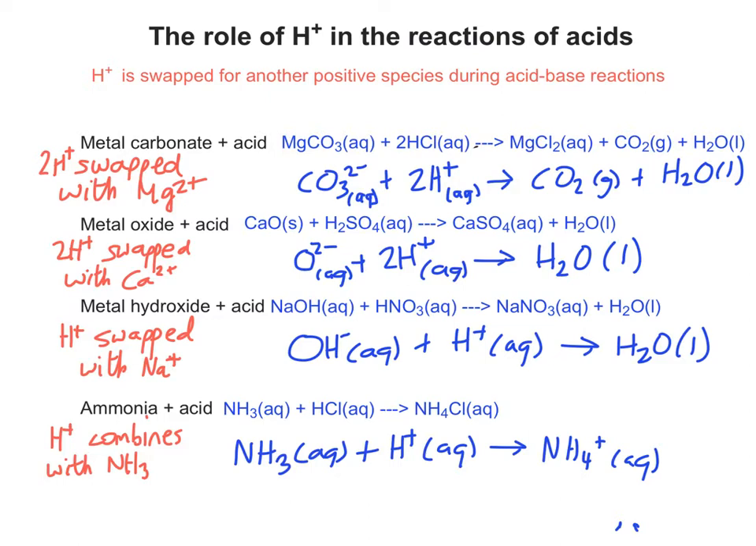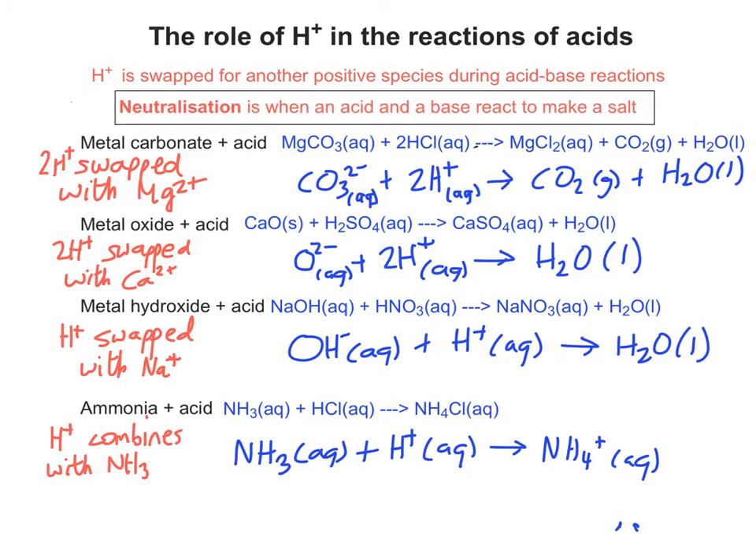So the one exception would be ammonia. Ammonia behaves in its acid-base reactions slightly differently, in that the H+ combines with the ammonia directly instead of just swapping for an ion. But in all the other cases, either one or two protons are swapped for another positive species. So this is the role that H+ plays in the reactions of acids. And as you've probably guessed already, this process is called neutralization. The definition for neutralization is when an acid and a base react to make a salt.